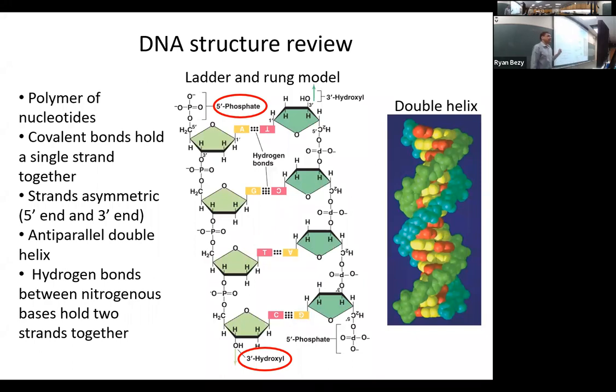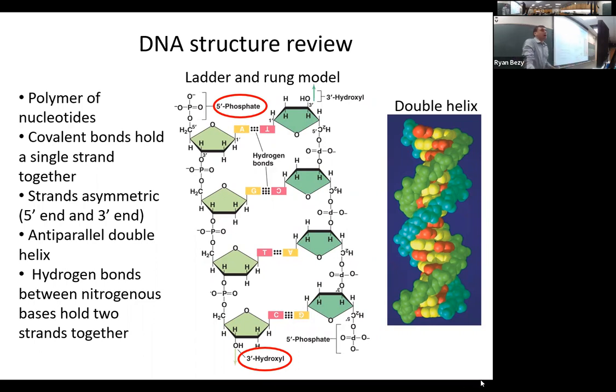But DNA is double-stranded, but it's asymmetrically double-stranded. It's an anti-parallel double helix. So there's two strands of DNA, but one runs 5' at the top to 3' at the bottom. The other one runs anti-parallel to that, where it has the 3' end at the top and the 5' end at the bottom. So they run in opposite, opposing directions.